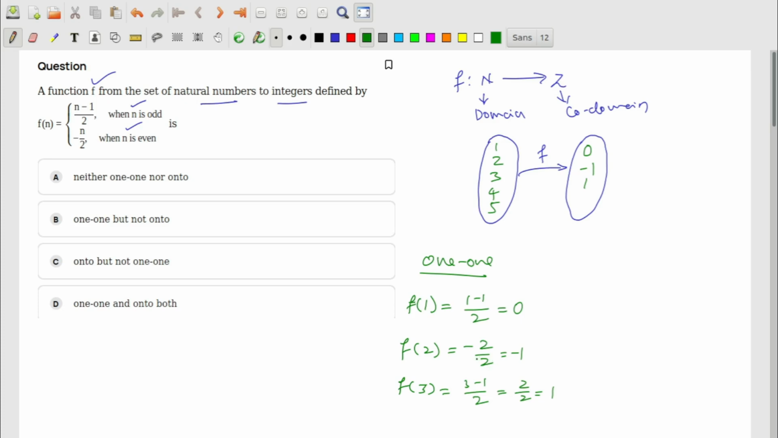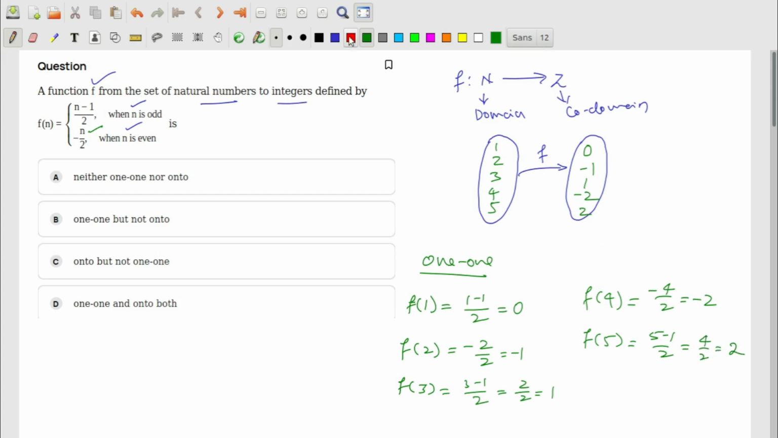When you solve the same question in your exam, you need not do all this. You can directly write the corresponding elements. For a better explanation, I am solving it in detail. Now if I take f of 4, again 4 is an even number, so minus 4 by 2, which is minus 2. Again let me take f of 5, that is an odd number, (5 minus 1) divided by 2, that is 4 by 2, which is 2.